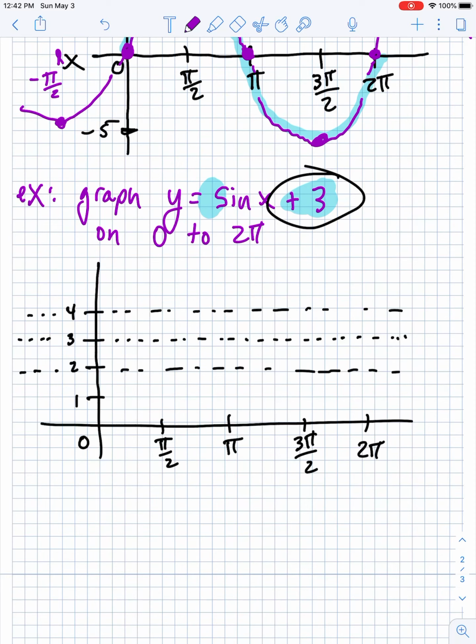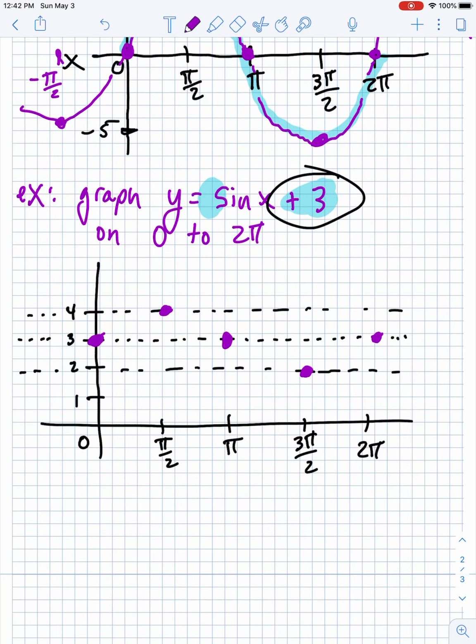It goes up 1, down 1, but it starts at 3, so it starts here. Then at pi over 2, it jumps up to 4. Then at pi, it jumps down to 2. And then at 3 pi over 2, it's back to the center line, and then... what did I do wrong? Oh, I goofed up. Sorry, I skipped one. At pi, it would be back to the center line. Then it would dip into the valley at 3 pi over 2, and then back up at 2 pi.